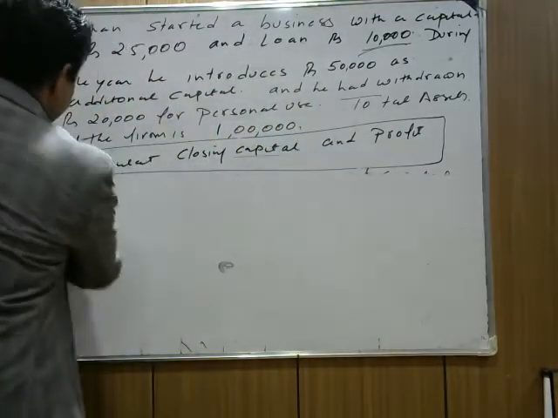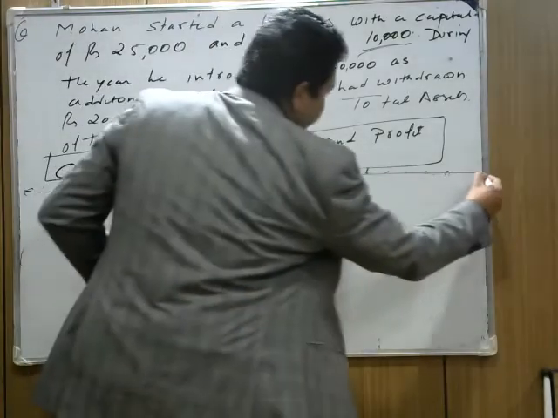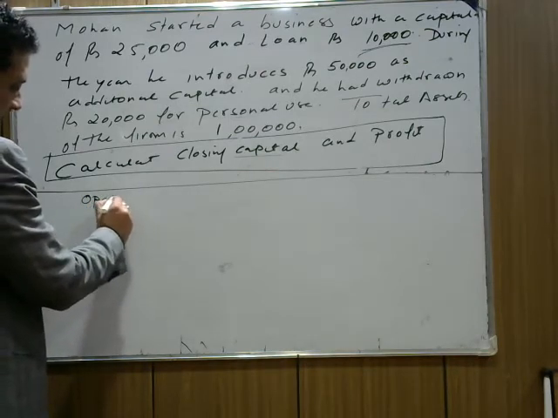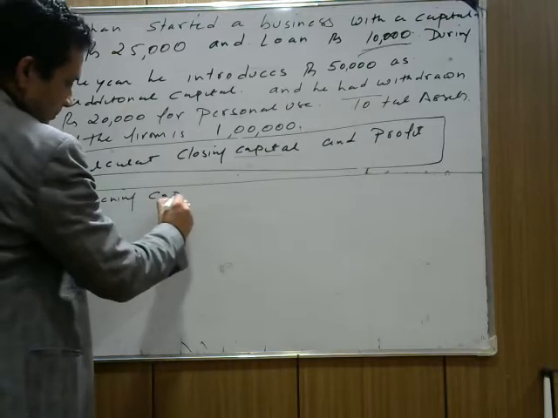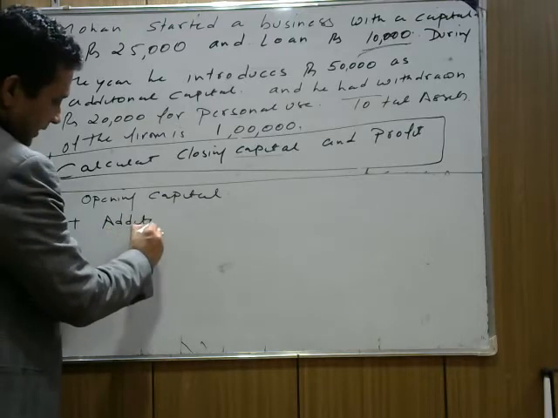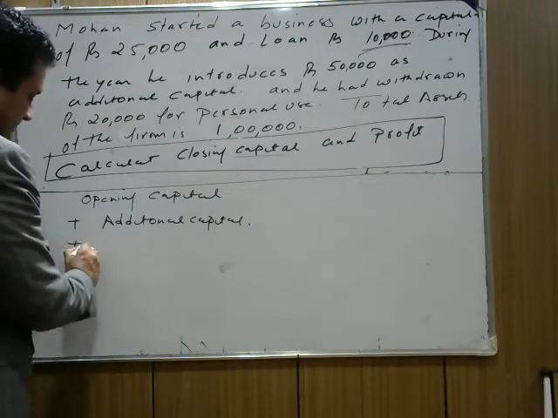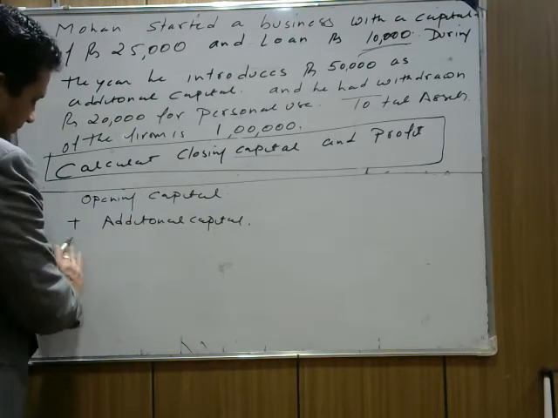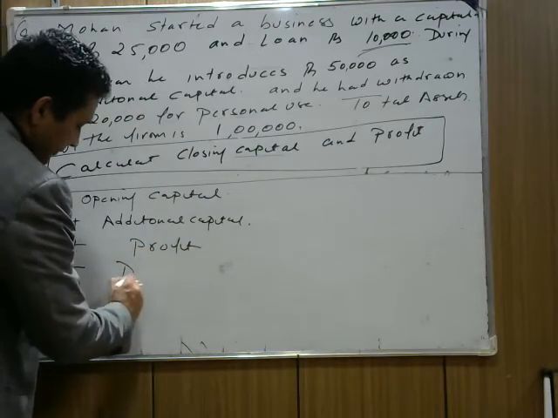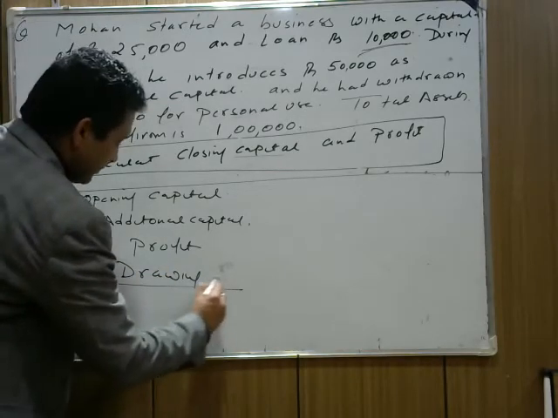Now, they say to calculate the profit also. The question says calculate the profit also. So how can you find profit? Note down first thing, you know that opening capital, add additional capital, add profit, less drawing, we get closing capital.